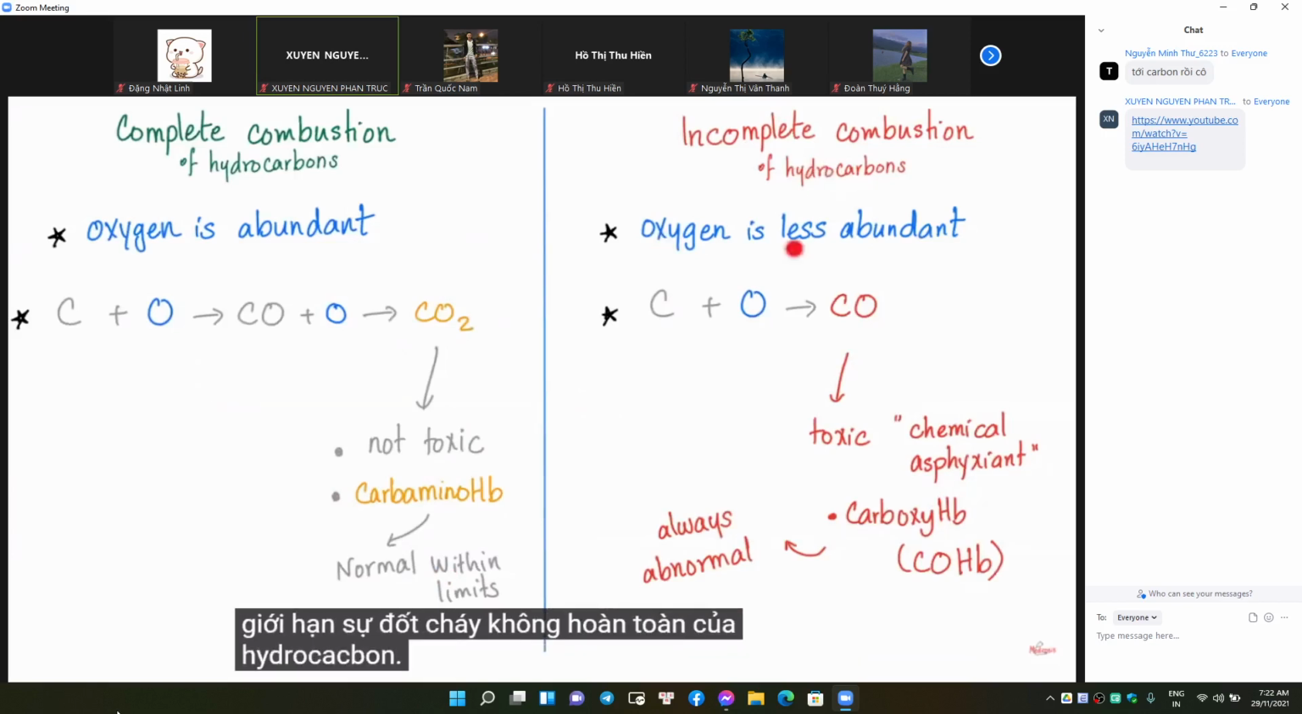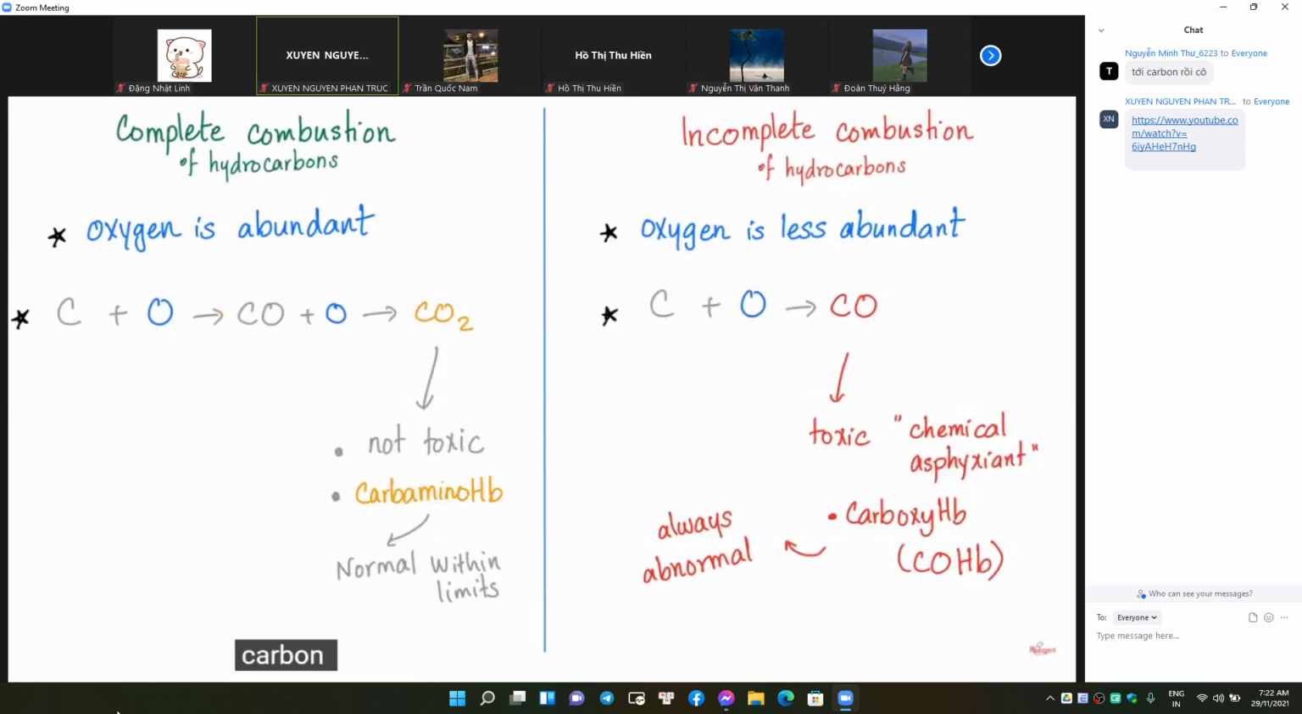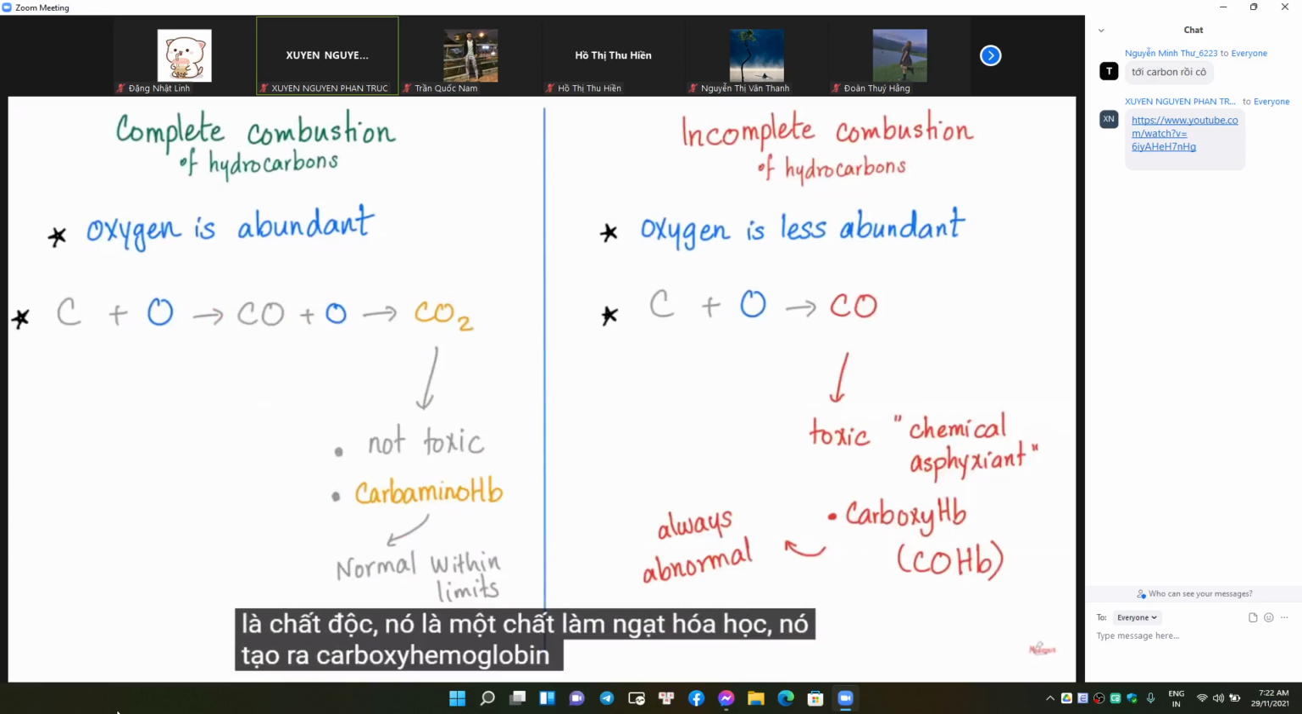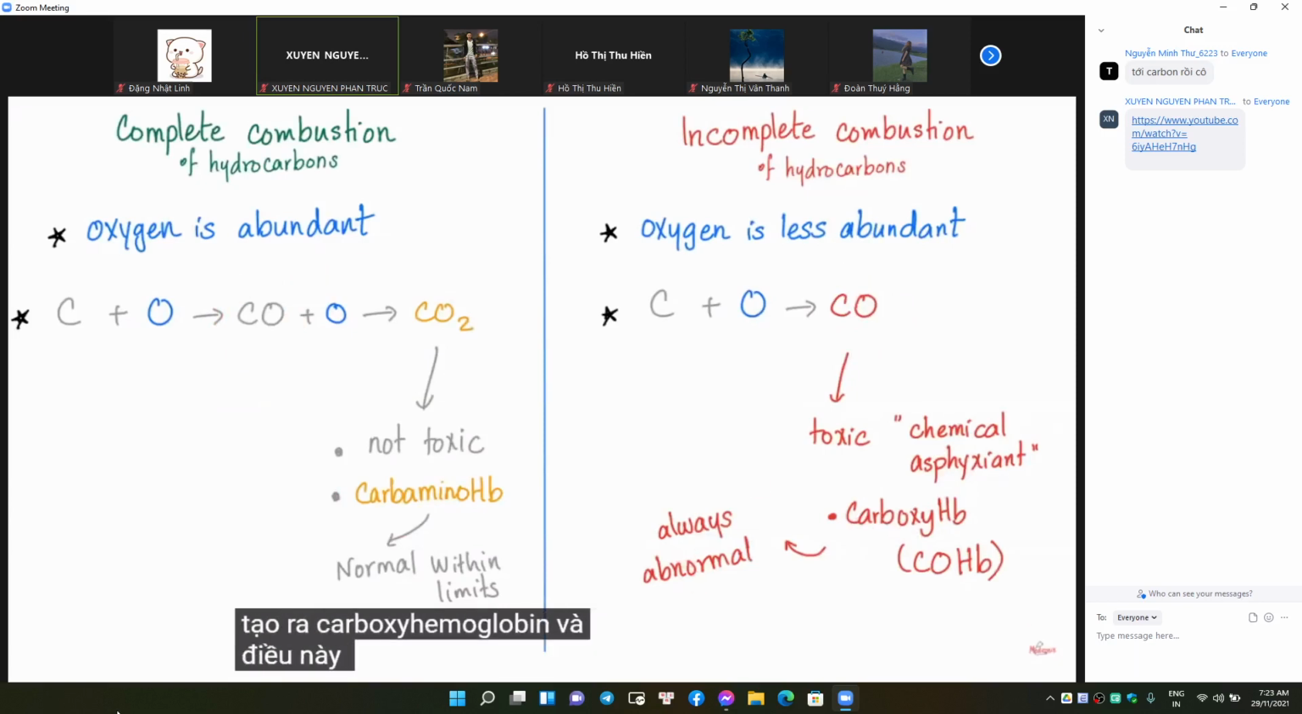With incomplete combustion of hydrocarbons, oxygen is less abundant. We ran out of oxygen and we're stuck here at carbon monoxide. Carbon monoxide is toxic. It's a chemical asphyxiant. It causes carboxyhemoglobin to form, and this is almost always abnormal. Why almost? Because there is an exception. Sometimes carbon monoxide is normal, and I'll let you know when.